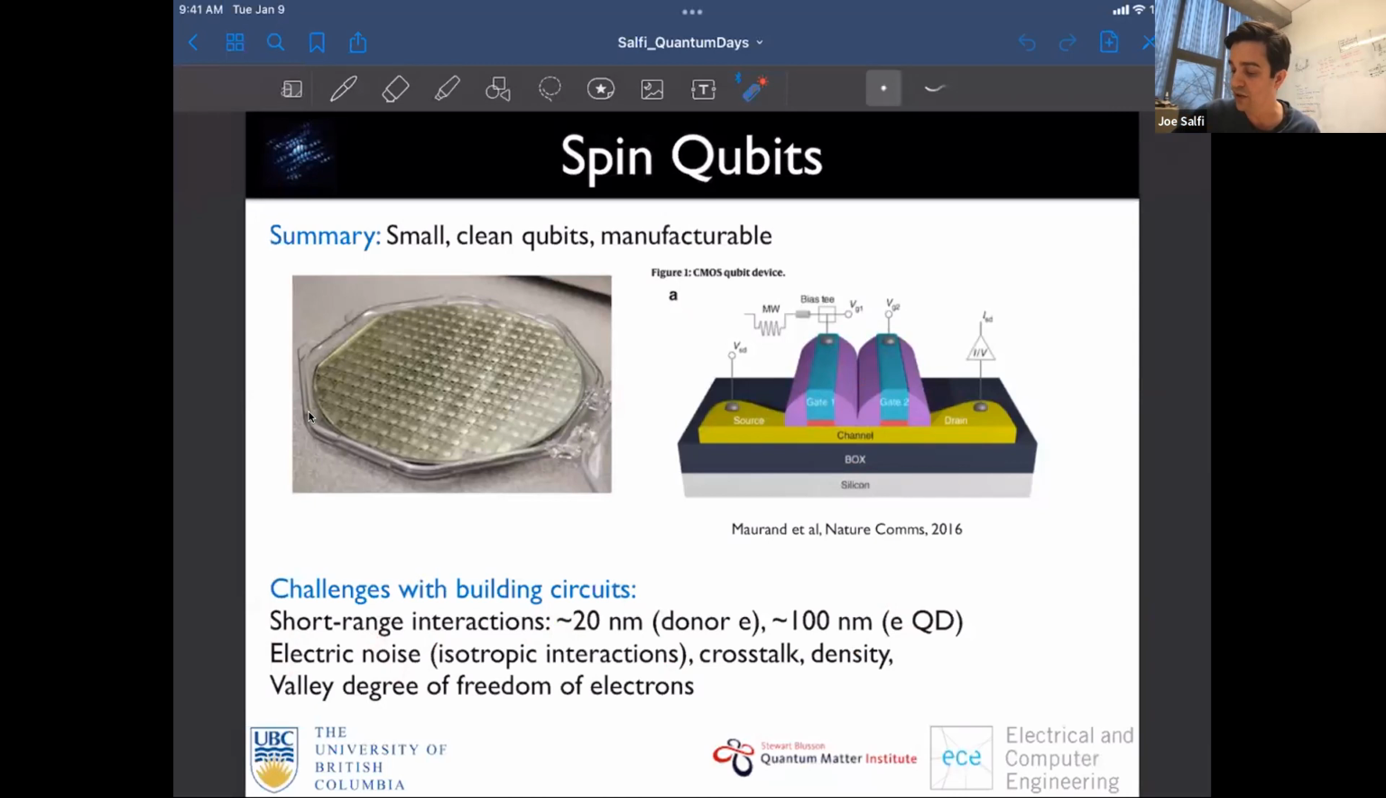Another one is electric noise. And this comes from, there's a typo here. This should say isotropic, that's correct. The interactions between the spins are isotropic in this 2 qubit subspace, which exposes you to dephasing, this sort of short range interaction. And then you have this issue with crosstalk and density. And then the last one here for electron spin qubits, which is what I've been talking about till now, they have this additional orbital degree of freedom that's a low-lying state.